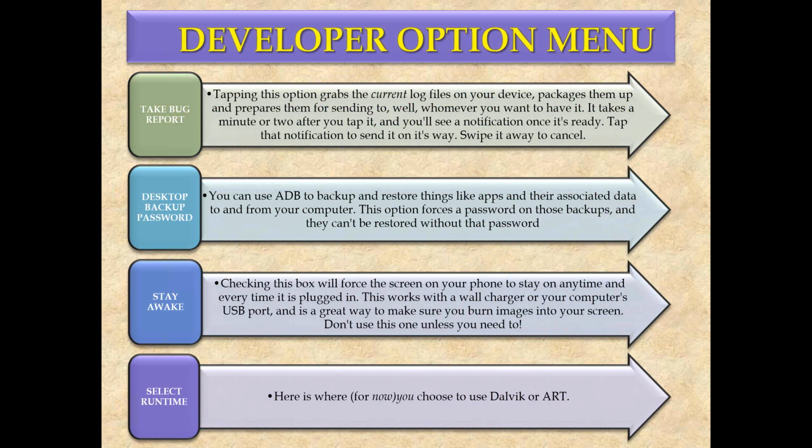So basically, it's not gonna harm your phone right now if you tap on this particular option, take bug report. You just have to be patient. It takes maybe 15-20 seconds to generate the bug report. And when the bug report is available, it will give you an option to send it to the email or whatever it is, in a zip file.